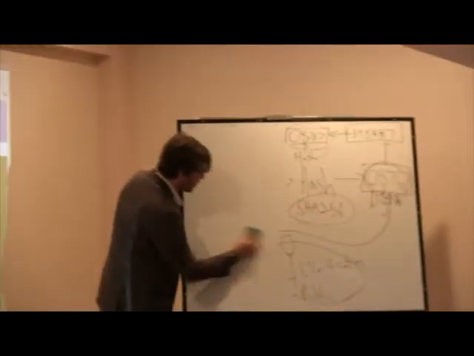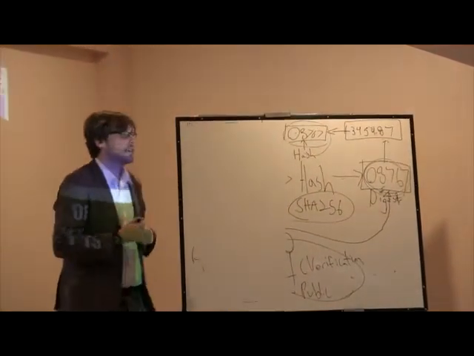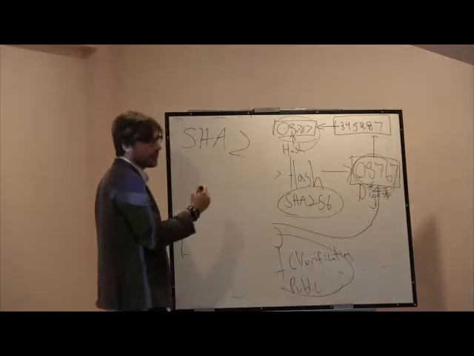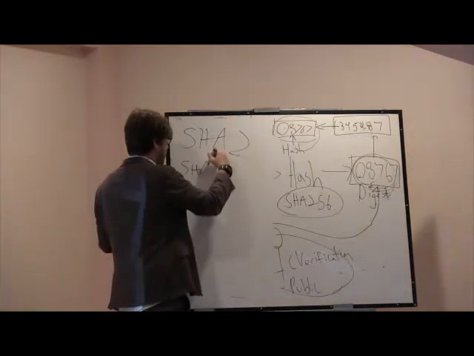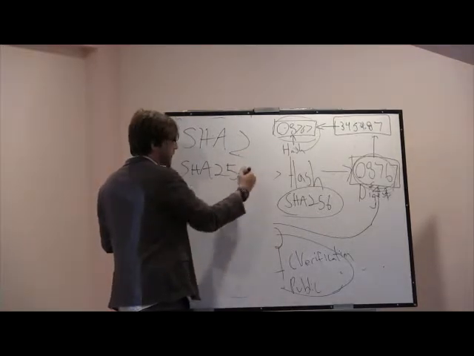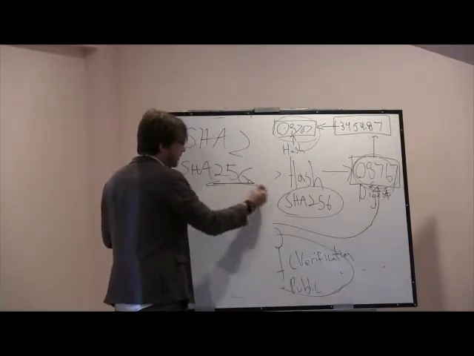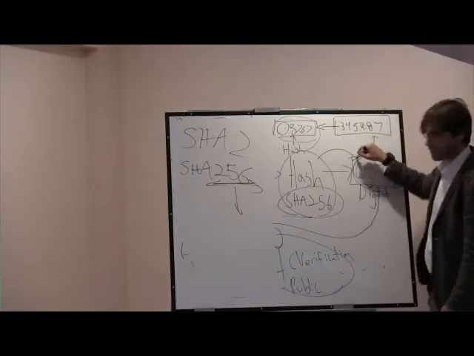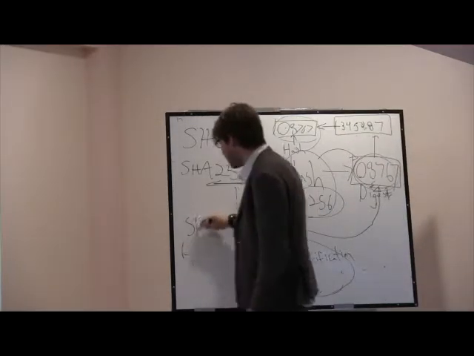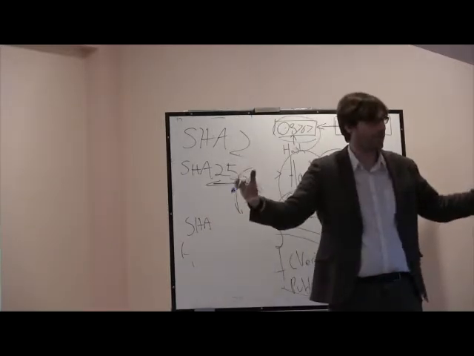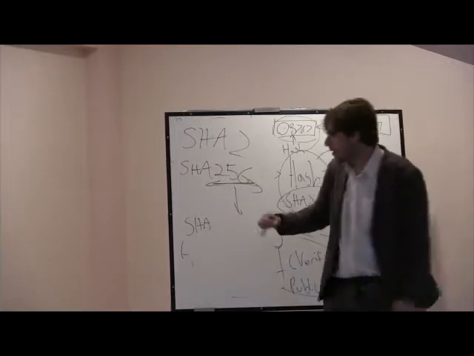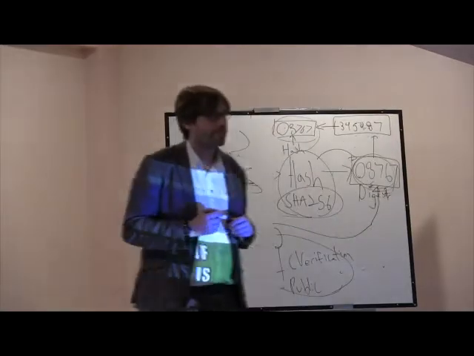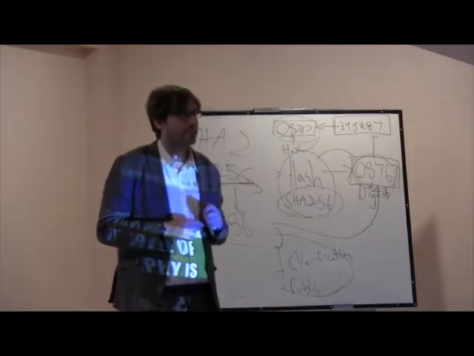And SHA-2 is not a single hash function, but a family of hashes. Inside the SHA-2 family, you have functions like SHA-256, and the 256 is just the number of bits, the size of the numbers that come out of applying the hash function. You also have, for example, maybe you want more than 256. You want 386 bits. So then you use SHA-386.